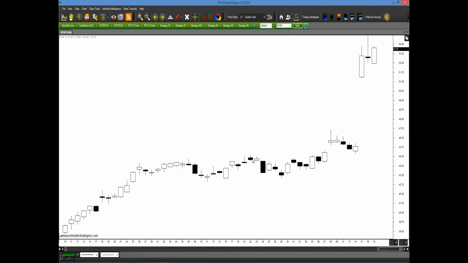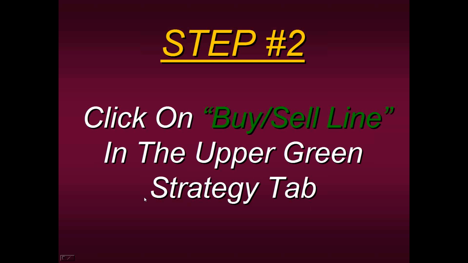Now, someone looking at this will say, well, Steve, yeah, this is easy to see that we were going higher. I mean, how simple is that? We've just gone straight up. But I would have wanted to know somewhere back here that we were going higher. I mean, how would I have known that? Well, this brings us to step number 2.